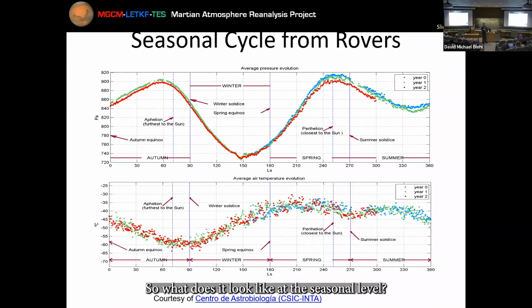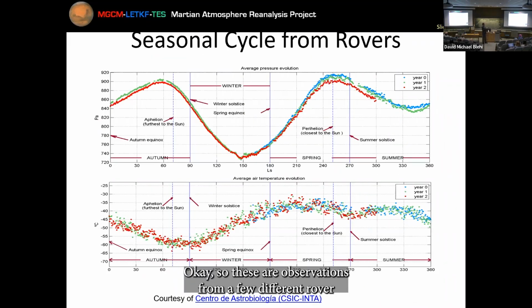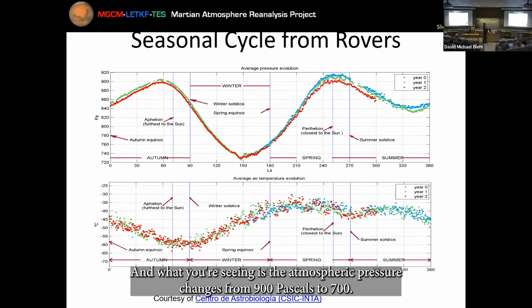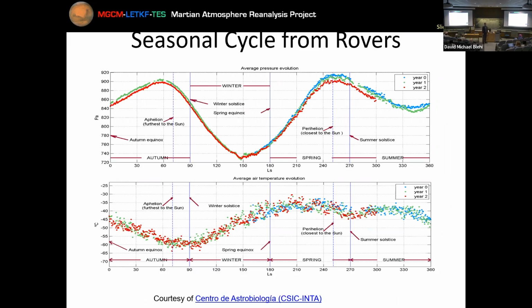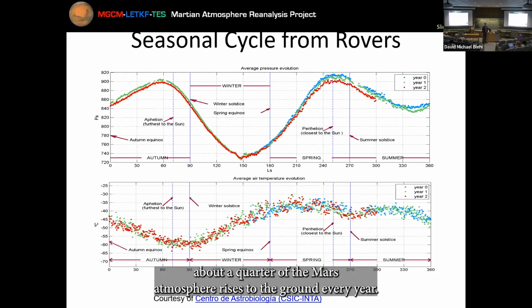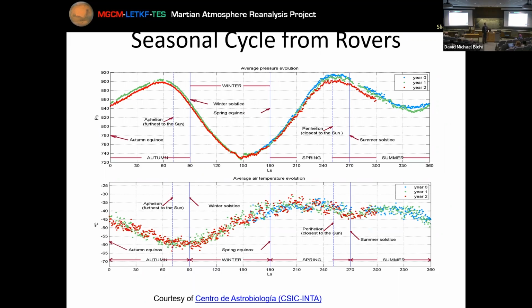So what does it look like at the seasonal level? Okay, so these are observations from a few different rovers. And this is Ls, so going across the course of a year. And what you're seeing is the atmospheric pressure changes from 900 pascals to 720 pascals. What that really is saying is about a quarter of the Mars atmosphere freezes to the ground every year. We do not have that analogy on the Earth. Okay? So why is that?